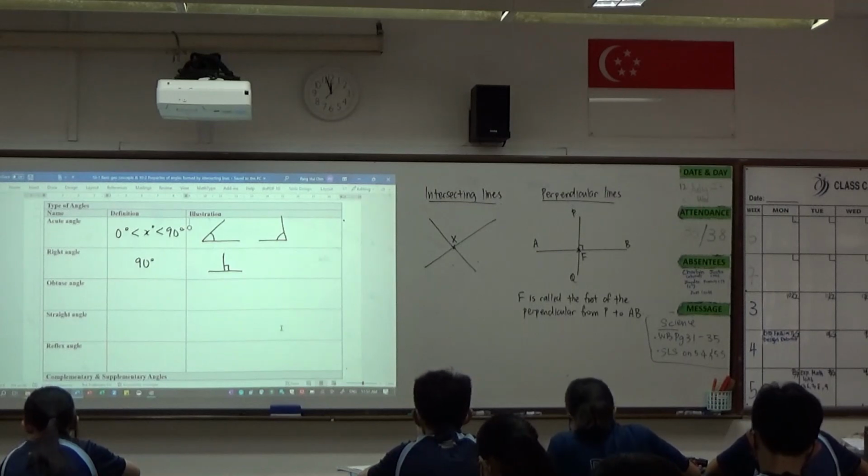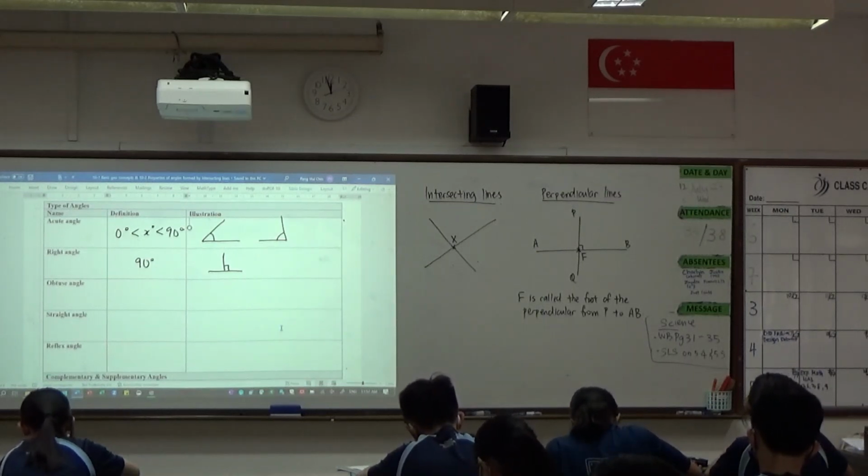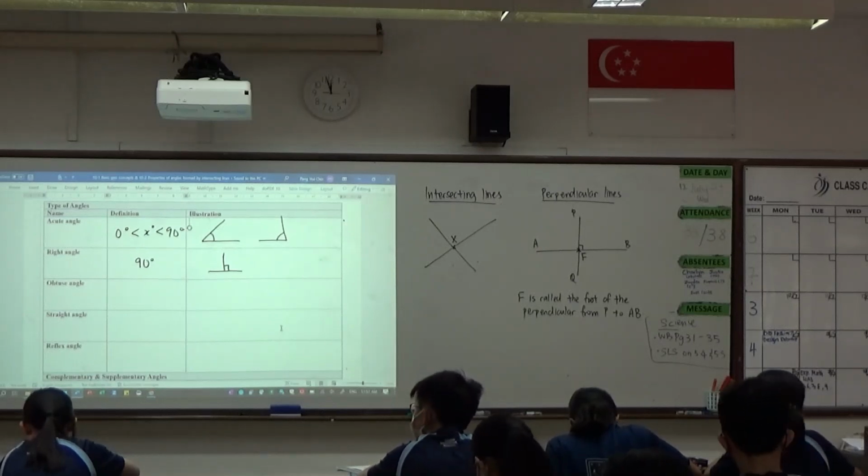Obtuse angle, yes. Toilet. Okay, let me cover this first. Is it very urgent?